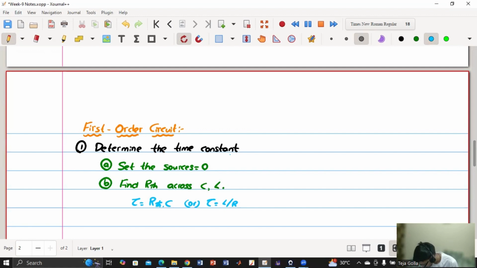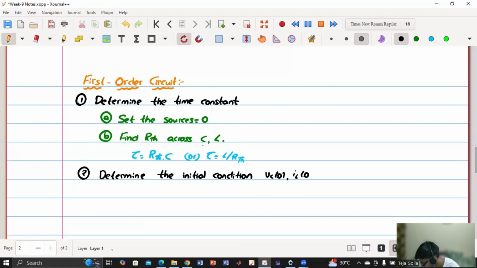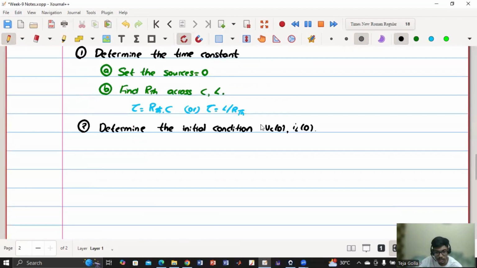So basically, here I can write it as R Thevenin. Then you determine the initial condition, which means what is the value at zero? What is VC0? What is IL0? So I can write VC0, IL0, or it could be any other case also. So we have to find out what the initial condition is, so that we can directly plug into this expression.